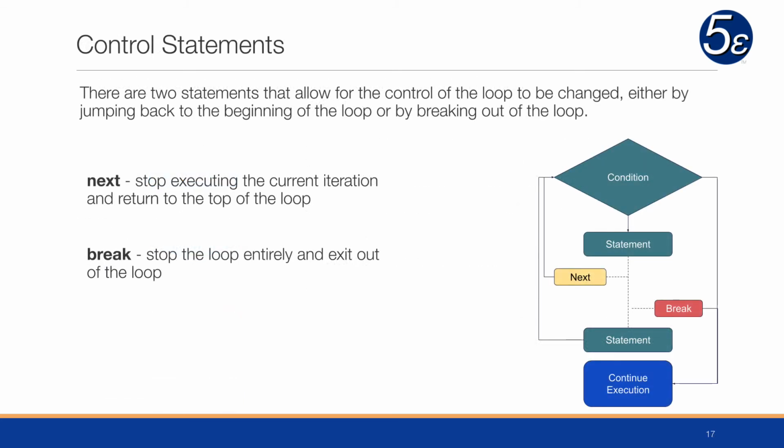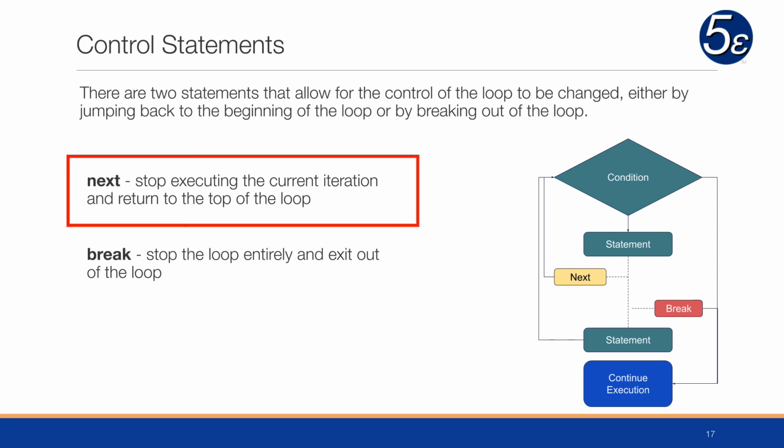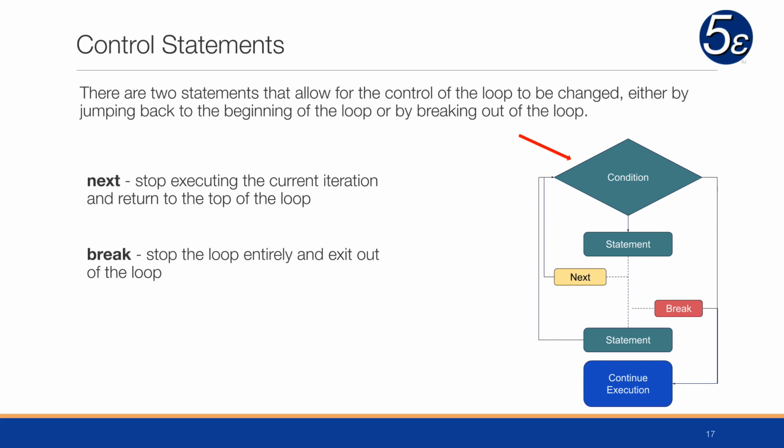Now, there are two statements that allow for the control of the loop to be changed, either by jumping back to the beginning of the loop or by breaking out of the loop. The next statement will stop executing the current iteration and return to the top of the loop. So here in the flowchart of the loop, we have the condition first. If the condition is true, it will execute a series of statements. And then at some point, we may have a next.